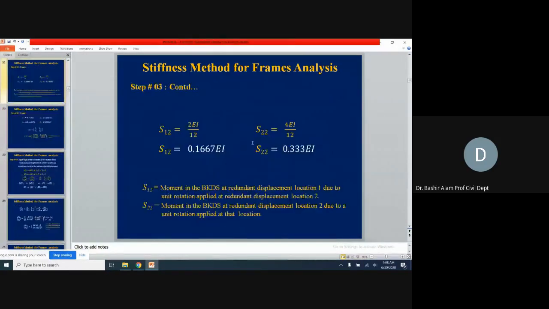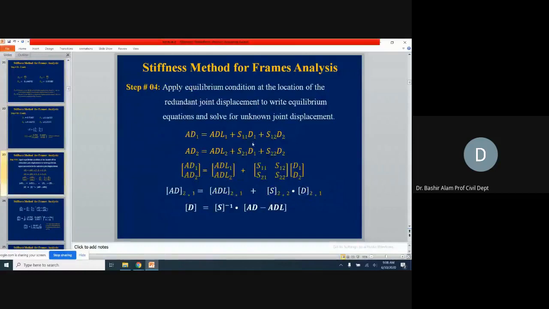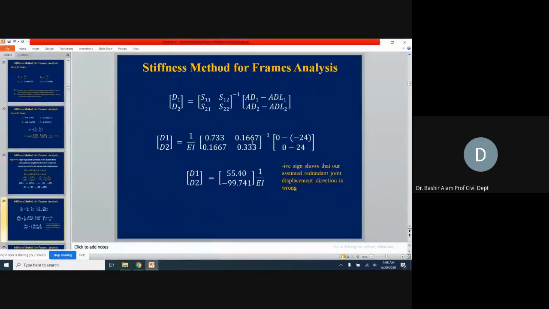So this gives you a sense of the deflected shape, and how the deflected shape of this frame will look. So D1 and D2 are known now. Now we can go to step number 5 and find out the member actions.